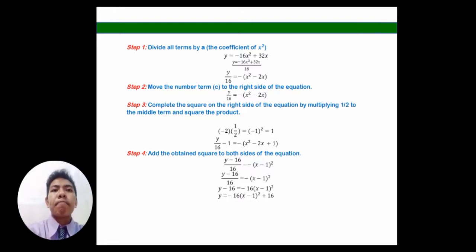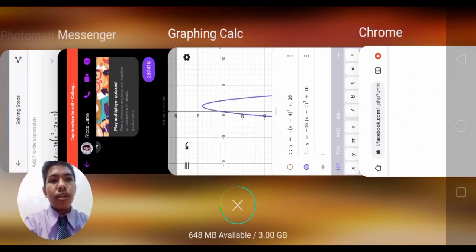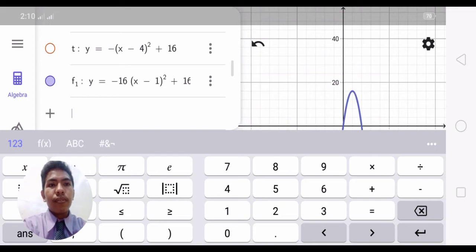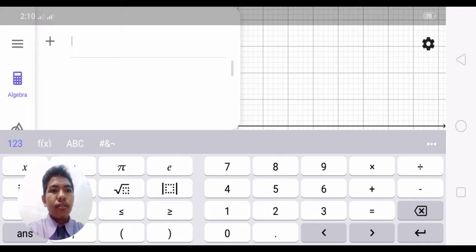Okay, what did you do first in graphing the quadratic function y is equal to negative 16x squared plus 32x? So let's open GeoGebra. I will just clear this all. Okay. Now let's grab.